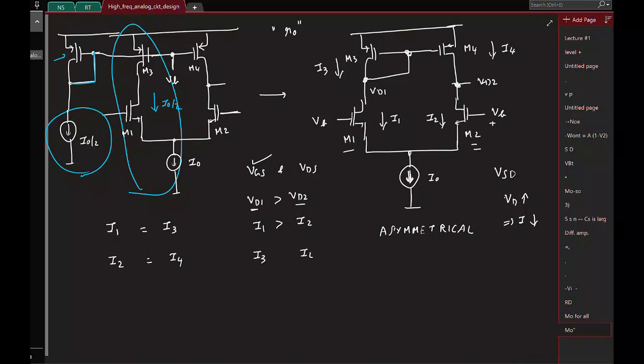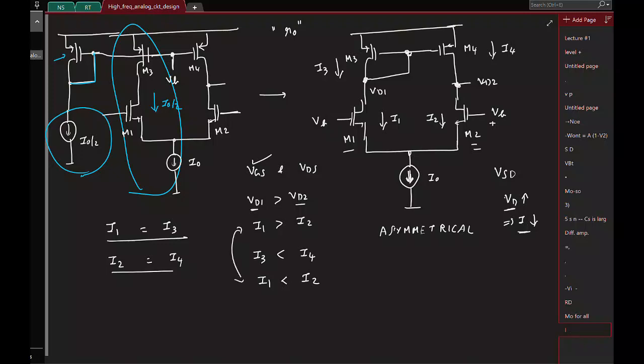Now you see that I have assumed VD1 to be greater than VD2. So what can you say about I3 and I4? I3 is the current flowing through the transistor M3, and that has a higher drain voltage compared to the transistor M4. We just saw that for a PMOS, if the drain voltage is higher, the current is lower. Which means I3 is less than I4. But we just saw that I1 is equal to I3 and I2 is equal to I4. So this implies that I1 is less than I2. Obviously there is a contradiction.